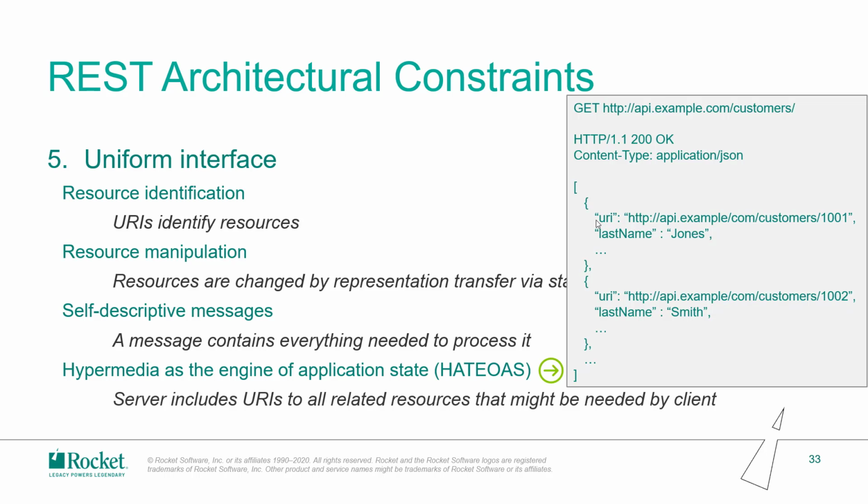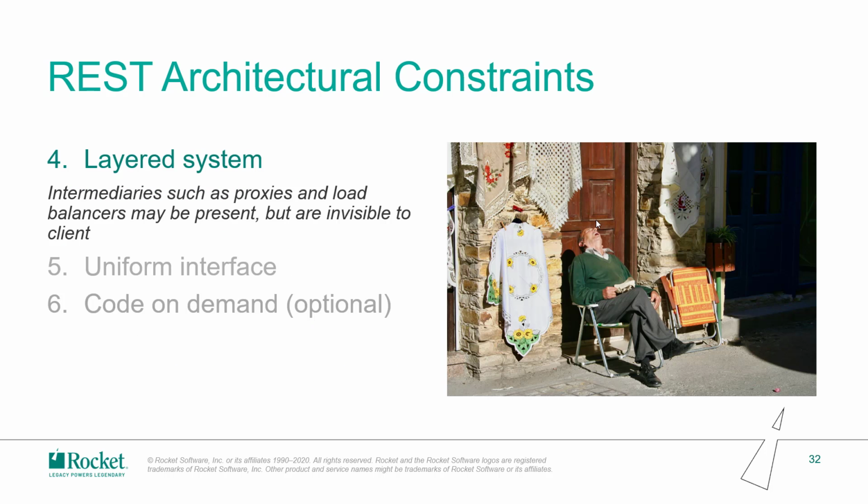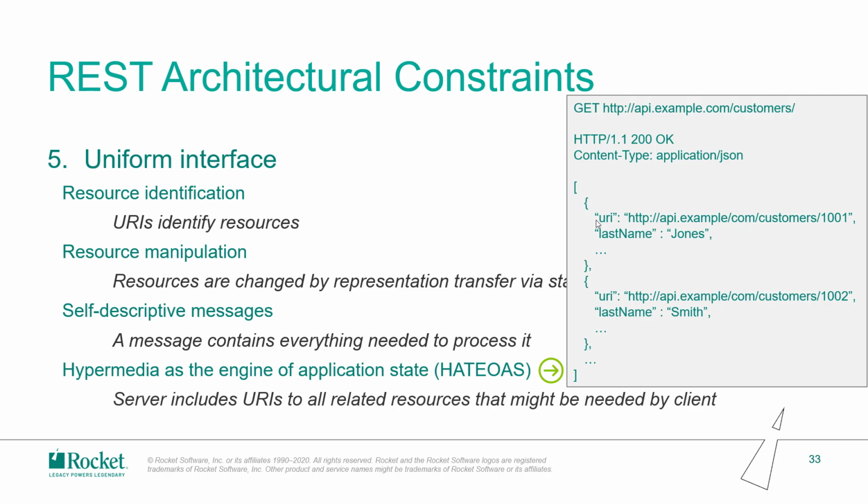The last one that I didn't really cover is number 6, which is code on demand. That's an optional feature of the REST architecture, and it was really to deal with web servers sending down HTML pages accompanied by JavaScript code. It doesn't apply quite as much to web APIs, and so it's considered an optional part of the architectural constraints for REST.